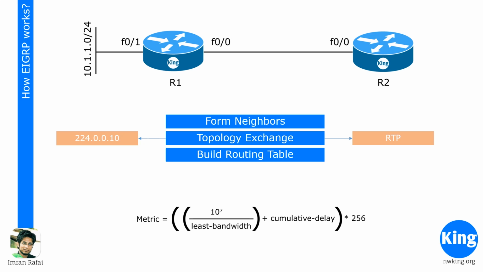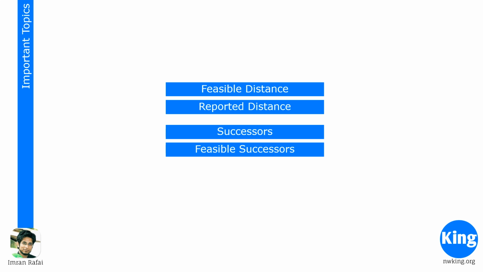Now cumulative delay is the delay from whichever router we're talking about till the subnet that we're talking about, where we are trying to find the route. So you need to add all the delays in between, right? And least bandwidth is the lowest bandwidth between all these things. So we will see how that is derived. But this is the formula. Just remember this formula.